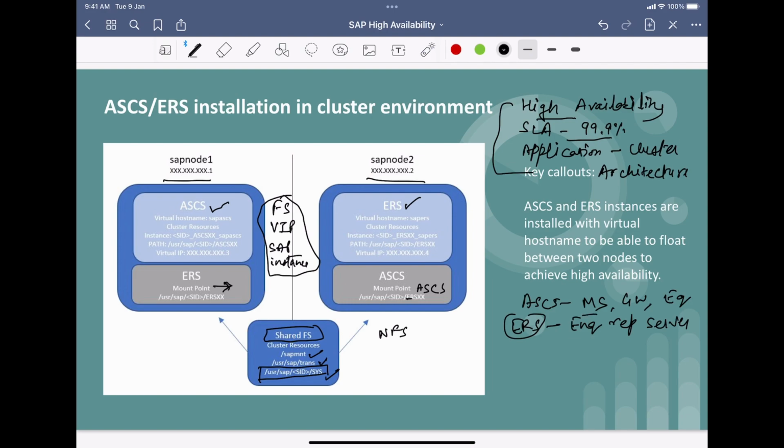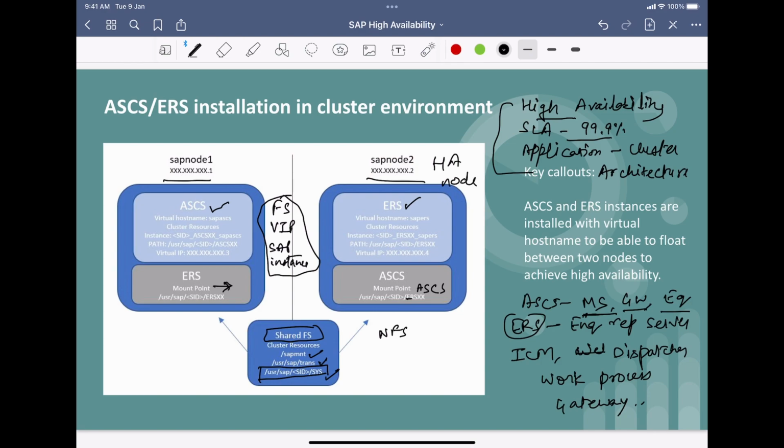So apart from these services, we have ICM, we have web dispatcher, we have dispatcher, and the work processes, gateway, etc. So when we talk about high availability with the 99.9% SLA, you have to make sure each service has redundancy. How do we get the redundancy for the message service? By implementing the SAP node, or let's say the HA node.